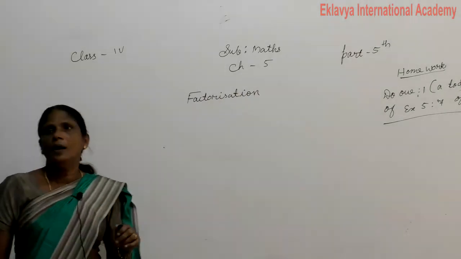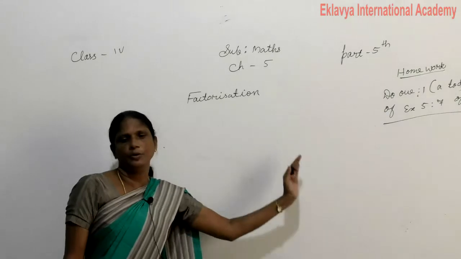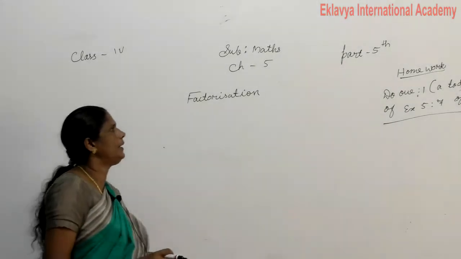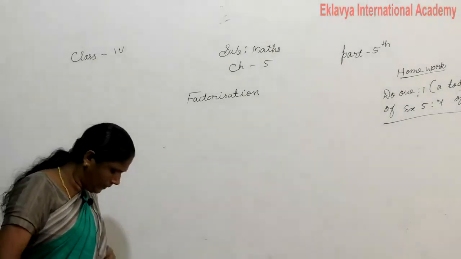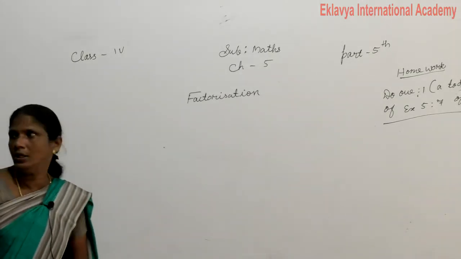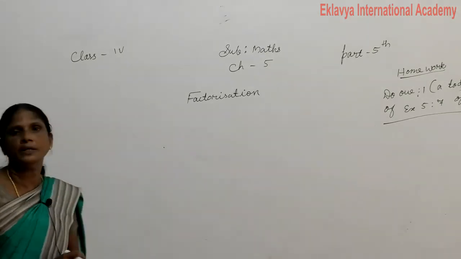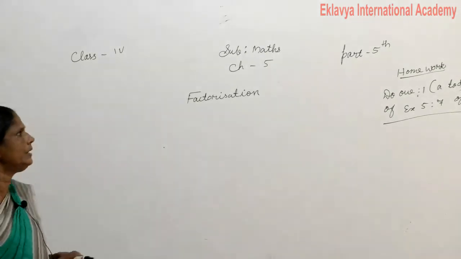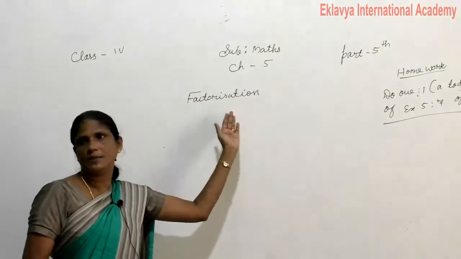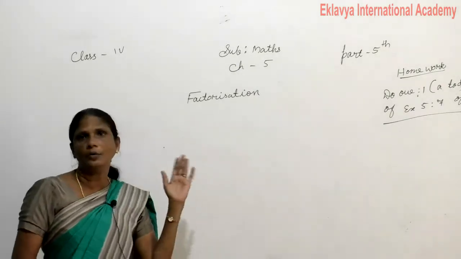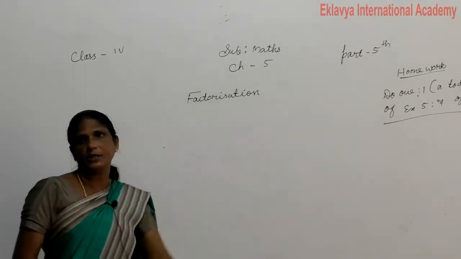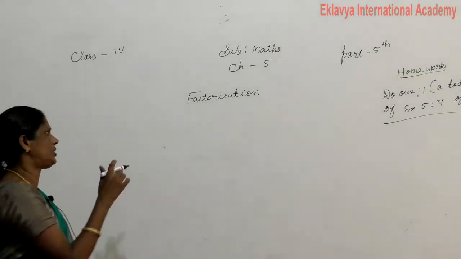First we study prime factorization. Do you know what the prime numbers are? 2, 3, 5, 7, 11, 13, 17, 19, 23, 29, 31, 37, 41, 43, 47 are the prime numbers. In the previous class we discussed how to find the prime numbers. Today we study factorization. First we study the prime factorization.